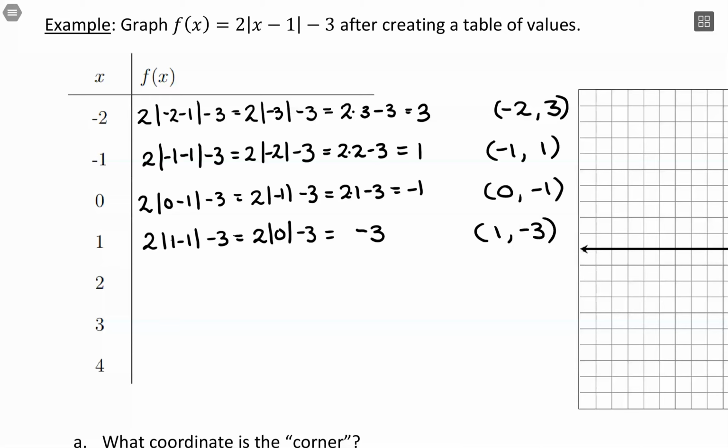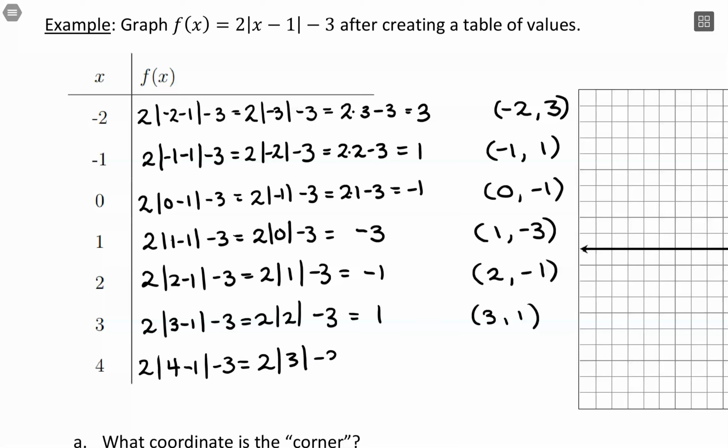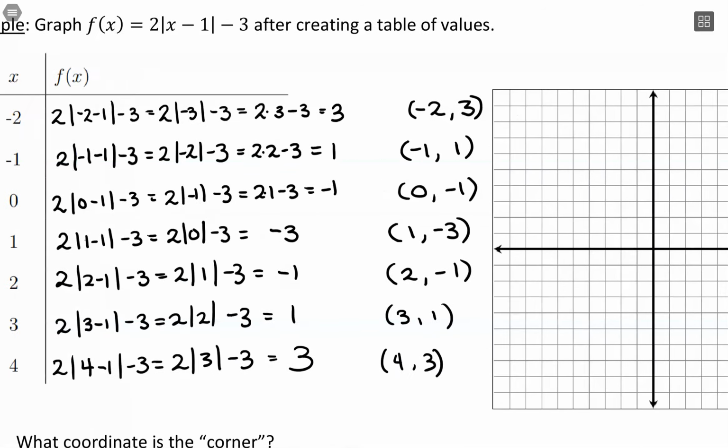So 1, -3. And plugging in 2 will be 2 times the absolute value of positive 1 minus 3. So 2 minus 3, which is -1. And we're almost there, plugging in 3. So we'll have 2 times the absolute value of 2. So 4 minus 3, which is 1. So 3, 1. And last one, but this is good practice for plugging into absolute value functions. 2 absolute value of 3 minus 3. So 6 minus 3, which is 3. So 4, 3. Alright, let's plot these points.